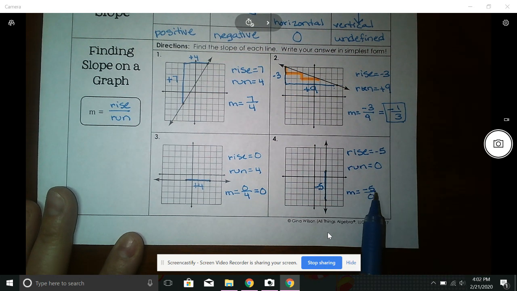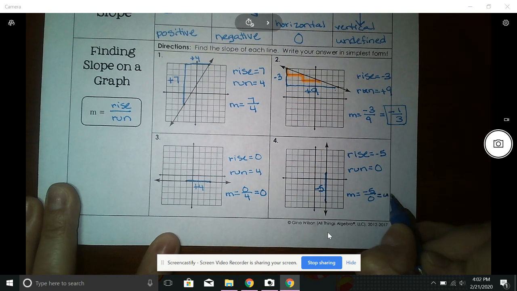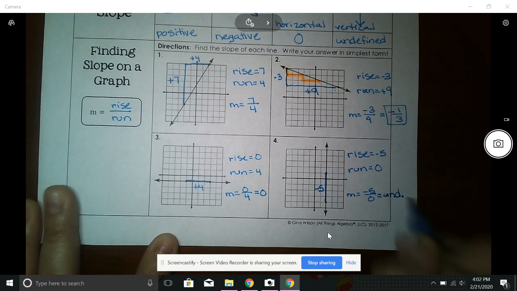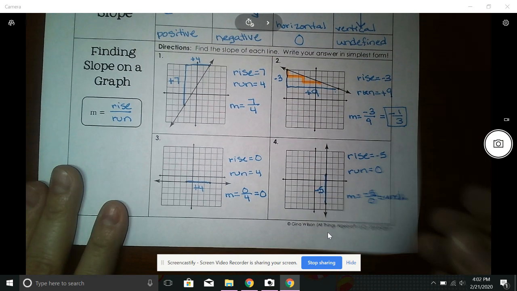You cannot take something and divide it into nothing. This is called an undefined value. And I'm just going to abbreviate for space there. So every single vertical line would be undefined. Let's flip over and get a couple more examples in.